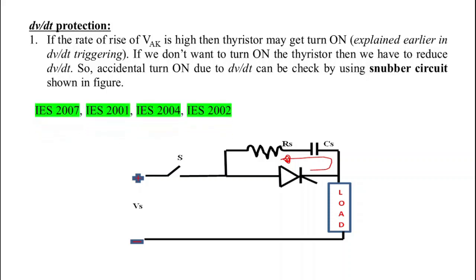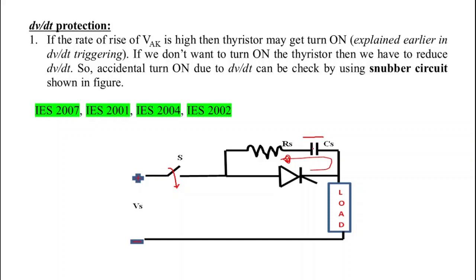Now this is my Snubber circuit. How it works? Suppose this resistance Rs is not placed in the circuit initially. Initially only this capacitor is placed in parallel with SCR. So when switch is closed at t equals 0, then what happens? Then a sudden voltage is applied across this capacitor. When sudden voltage is applied across this capacitor, then capacitor acts as short circuit.